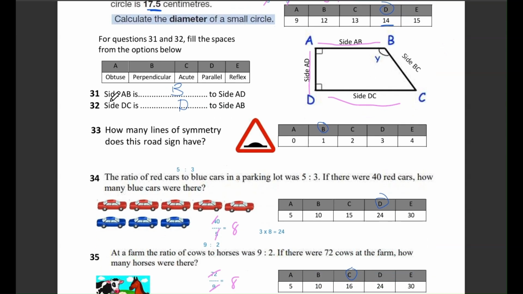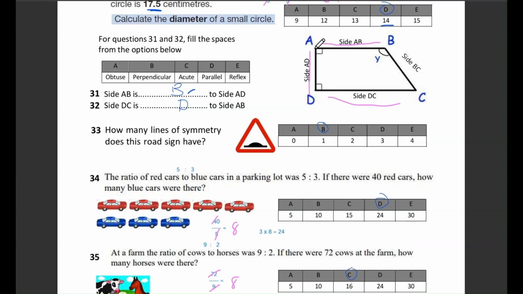Question 31. Now we're moving on to some geometry, which are the shapes and angles of things. For this quadrilateral, which is just a shape with 4 sides, we need to complete the sentence. Side AB is blank to side AD. We have 5 options. A, obtuse, B, perpendicular, C, acute, D, parallel, and E, reflex. The correct answer is B, which is perpendicular.